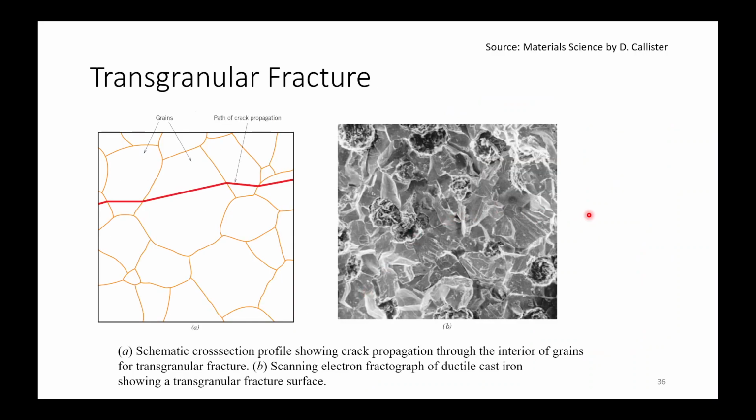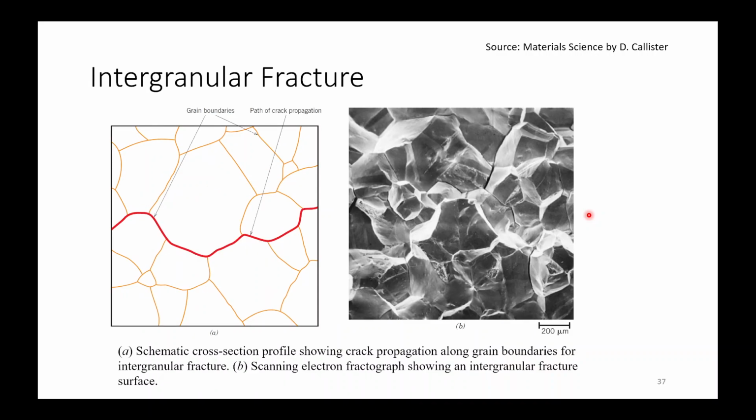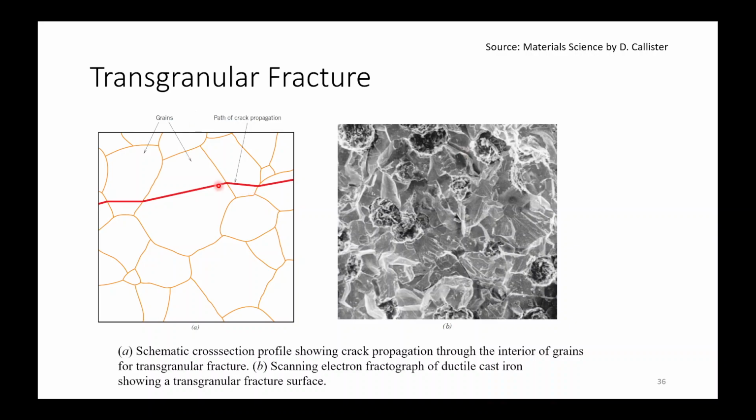Now there are two different types of fractures as well, transgranular and intergranular fracture. These depend on how they are fracturing, along the grain boundaries or through the grains. In transgranular fracture, your crack propagation will be through the interior of grains, and dimple type of structures will be seen under SEM.